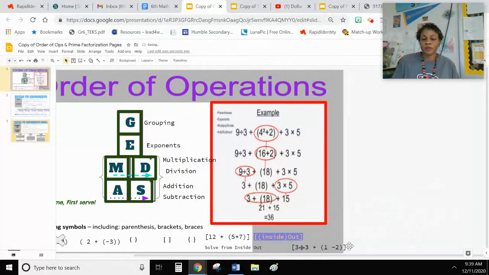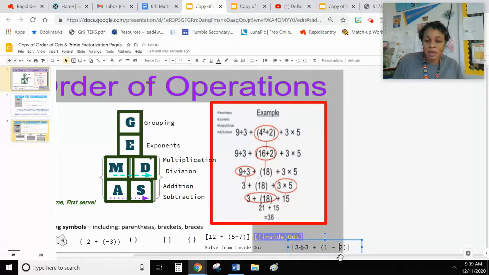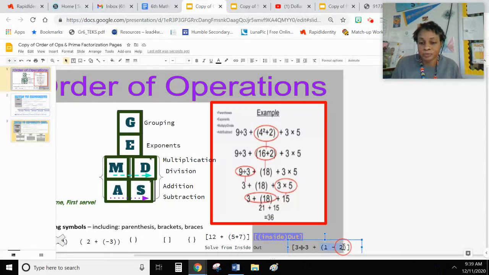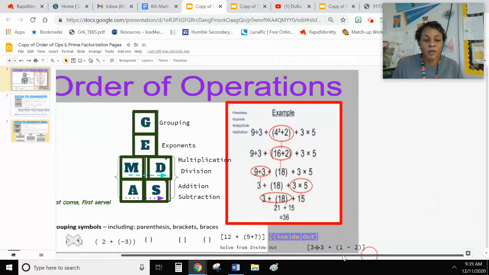Again, we're going to go from the inside out. So I would combine 1 and -2. And then take that after I divide 3 by 3, and I would combine those. So you can have multiple things going on inside of your grouping symbols, but you're going to start from the inside out. Okay, so I would start here. Then after I do that, I would go here, and then I would take those two entities and combine them. So I hope that makes sense.